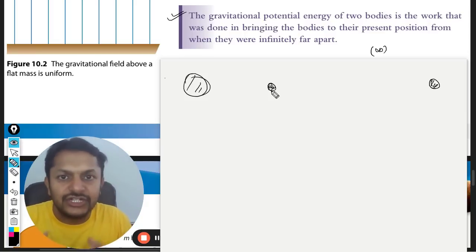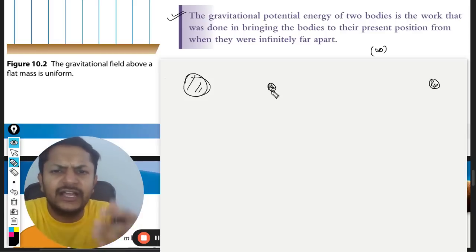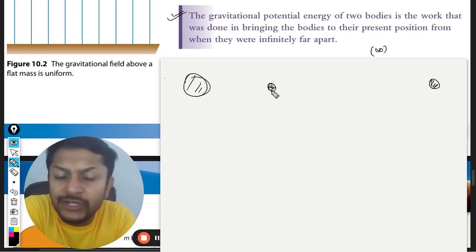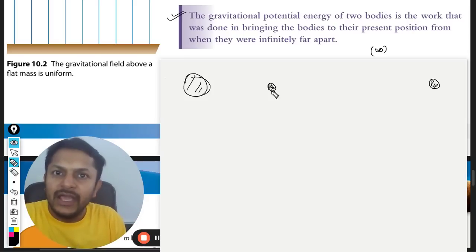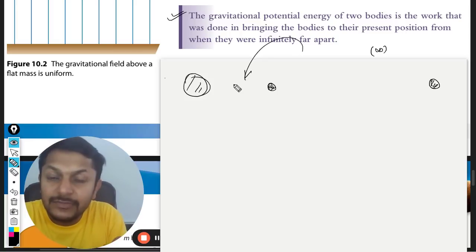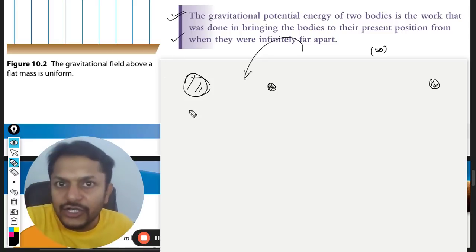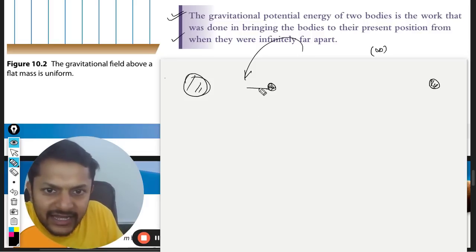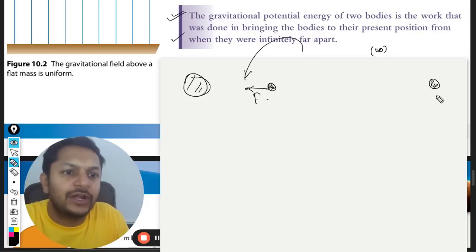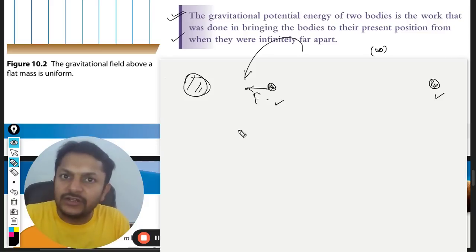There is some energy. Now there will be some force. So I have to bring it, there will be force, isn't it? Gravitational force is there. Otherwise, why would the body be going there? So work is done now. And this work is stored inside this system as gravitational potential energy. So this is how we define it. So it is the work done by the gravitational force in bringing this body from infinity to this point. Okay, and that work done is now stored inside the system as gravitational potential energy.